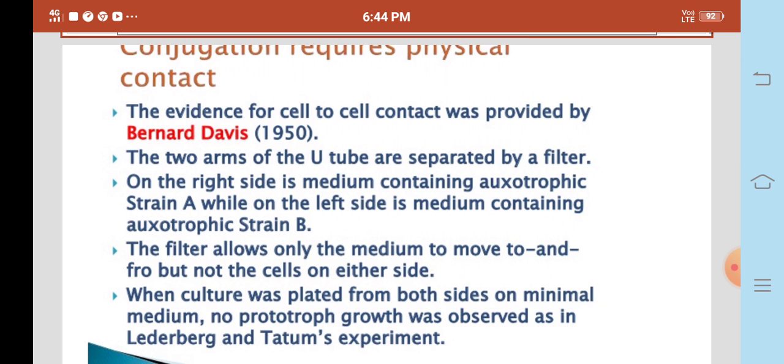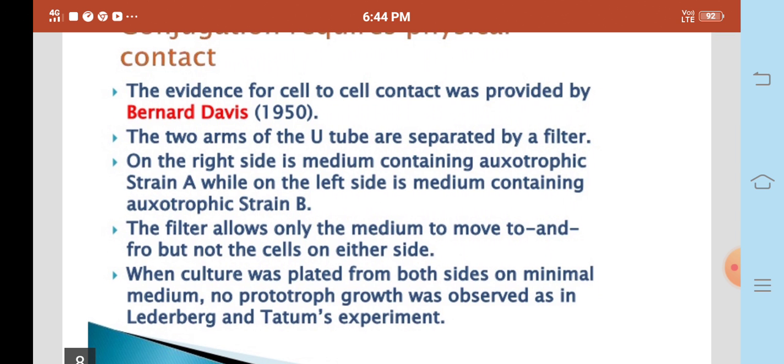Conjugation requires physical contact. The evidence for cell-to-cell contact was provided by Bernard Davis in 1950. The two arms of the U-tube are separated by a filter. On the right side is medium containing auxotrophic strain A, while on the left side is medium containing auxotrophic strain B. The filter allows only the medium to move to and fro, but not the cells on either side.